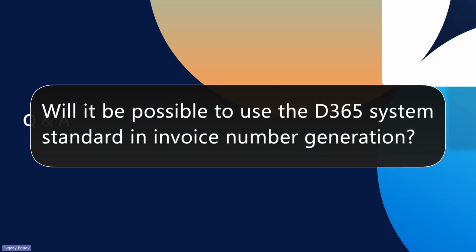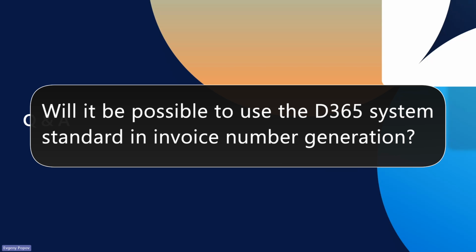All right, and the next question is, will it be possible to use the D365 system standard invoice number generation instead of using the TR localization method? Yeah, I think that this question was asked before by someone else. So again, for now, we don't have a possibility to use the standard invoice numbering in a company in Turkey when the feature for Turkish localization is enabled. If you enable the Turkish localization in your company, then you're not able to use the standard invoice numbering.